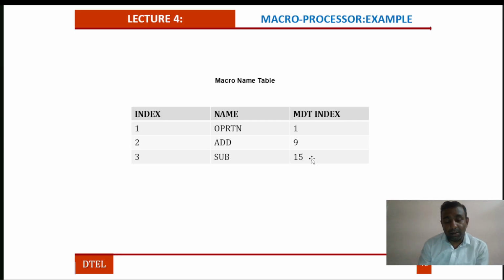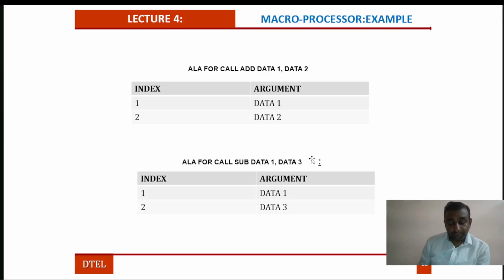This is the second data structure of the microprocessor. The third one is ALA, which stands for argument list array. It contains the argument list for each and every calling statement. The calling statements are add data 1 data 2, meaning the arguments are data 1 and data 2. So the argument list array will have index 1 as data 1 and index 2 as data 2, and the same for sub data 1 and data 3. So these are the three data structures used when the microprocessor is processing source code.